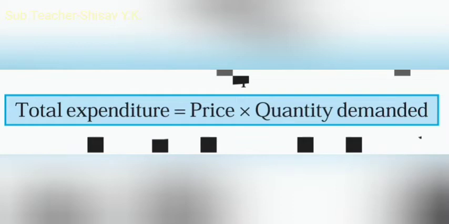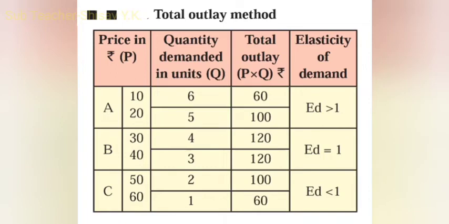In this method, the elasticity of demand is measured by comparing the change in total expenditure on a commodity in response to a change in the price of the commodity. This method can be explained with the help of the following schedule. See, in this schedule, there are three examples. So we see the first example A. Original price is rupees 10 per unit and quantity demanded is 6 units. Therefore, total expenditure incurred is rupees 60.